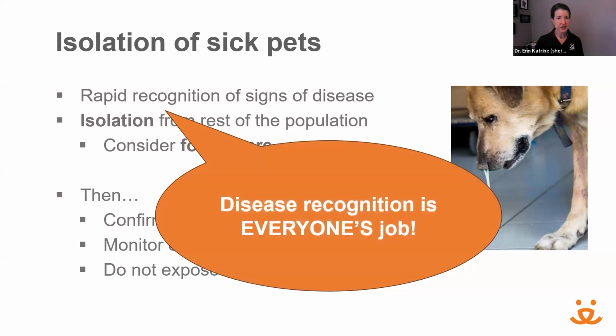In the shelter, disease recognition is everyone's job. I want every single person walking through the shelter, every volunteer, every staff member, to be able to recognize infectious disease and to know what to do when they see it. I love it if they are empowered even to take action, and they all should know what steps to take, whether that is putting on the PPE and actually running the parvo test, or going and notifying, for example, the medical staff right away or notifying a supervisor.